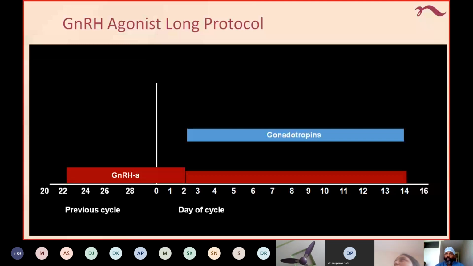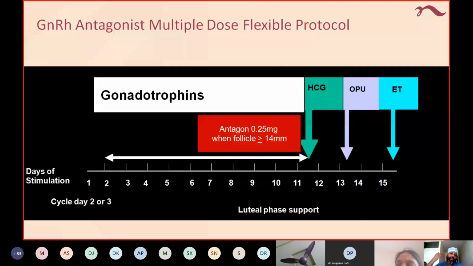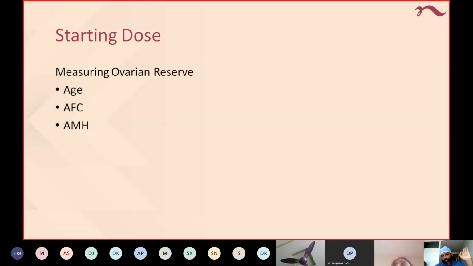But in the multiple dose flexible protocol, what happens? You start with the gonadotropins, but wait for the follicle to reach around 13 to 14 millimeter. Do an ultrasound around the 6th or 7th day of injection, and when you see that the follicle has reached around 13 to 14 millimeter, you add an antagonist, 0.25 milligram. Then once follicles become 18 millimeter and above, you give the HCG trigger, then do the egg pickup and then embryo transfer. So this is the difference between the flexible and the fixed protocol. In flexible, you see the size, but in fixed protocol, you don't; around the 6th day you start.